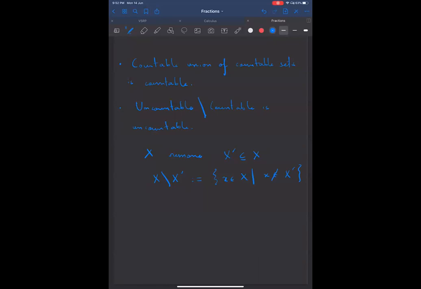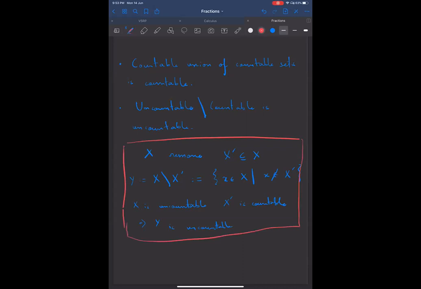So this set, let's call it Y. So when you remove some elements from a set, if X is uncountable and X dash is countable, then Y is also uncountable. What is that saying exactly? If from an uncountable set we remove countably many elements, then what remains is also uncountable. For example, from the real numbers, if we delete all the natural numbers, then what remains is a set which is uncountable. Okay, so this is also another statement.